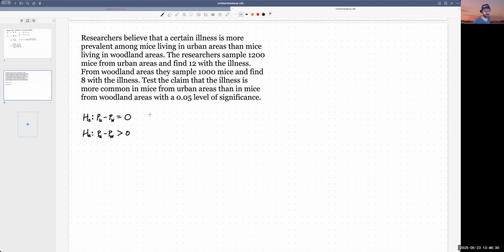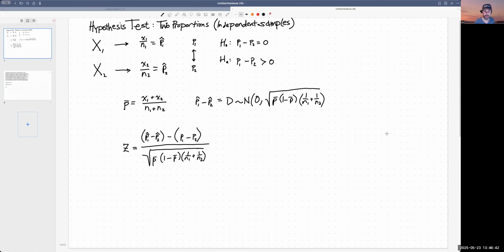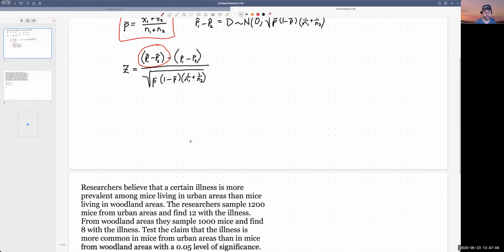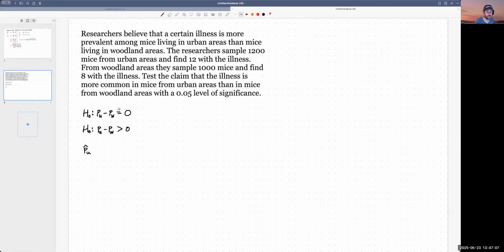All right, now from our problem, let's get a few of the numbers we need. We want P hat for our urban mice, right? The things that we're going to need for this formula are these two P hat values, which I give you the formula for up here. And we're going to need P bar, which is formed right there. And then we know P1 minus P2, in this case, is 0. That's coming from the null hypothesis, or in this case, PU minus PW. So, okay, back to our values.